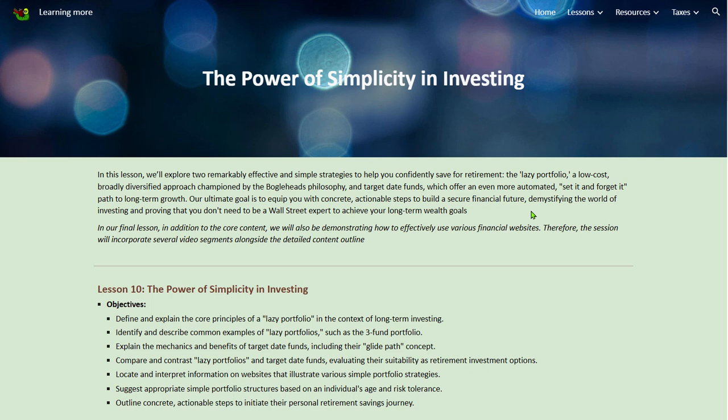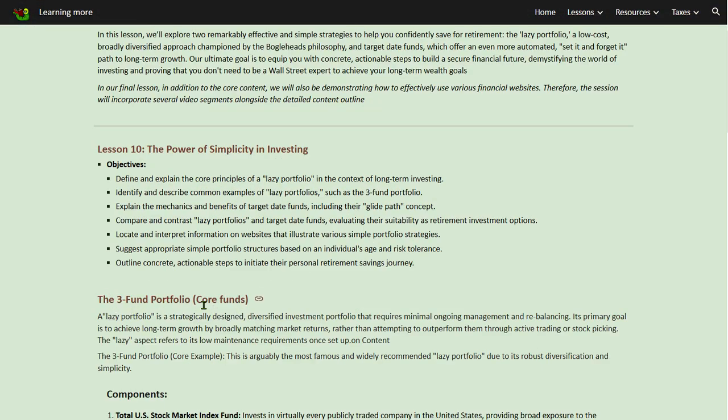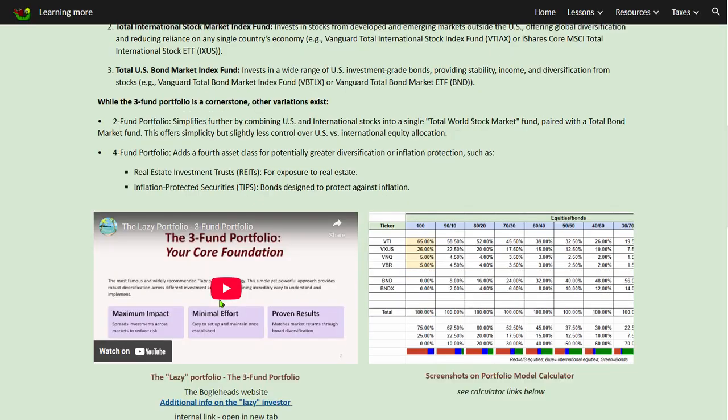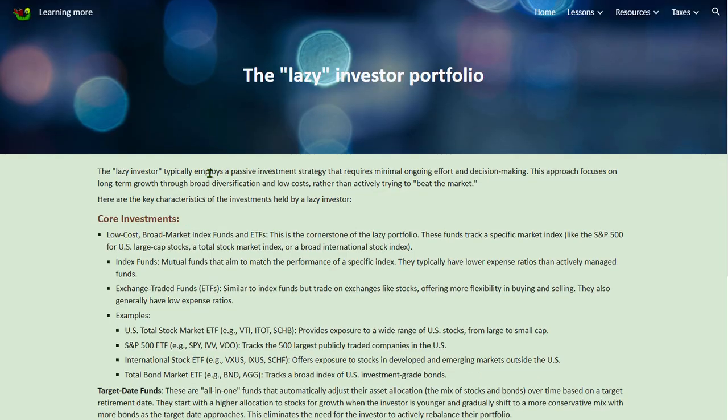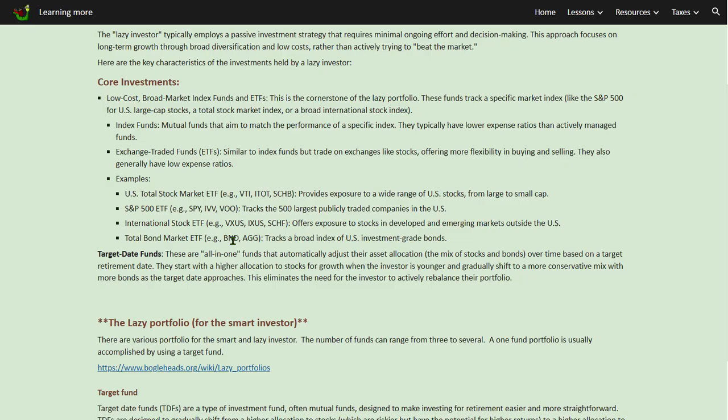In this lesson, The Power of Simplicity in Investing, we discussed the three fund portfolio. I'd like you to go to some additional information that we have on the three fund portfolio, or the lazy investor, and I have a link here that I'd like you to click on. You can read this over for additional information, but it gives you an important link to the beginnings of the lazy portfolio. And this is found on the bogleheads.org website.